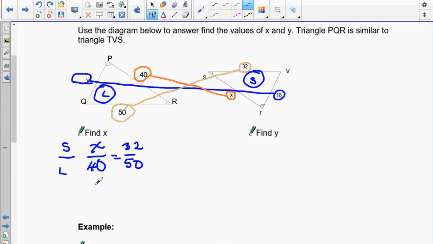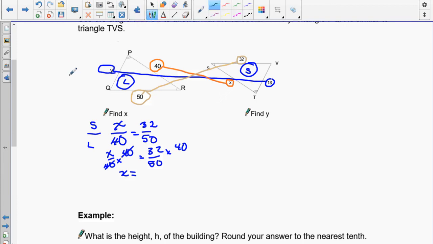Okay, I need to get the x by itself. To get rid of the x, you have to look at what's happening to it. I'm dividing by 40. So in order to get 40 over 40, I've got to multiply by 40. So I've got x over 40, and I'll multiply that by 40. Whatever I do to the left side, I have to do to the right.